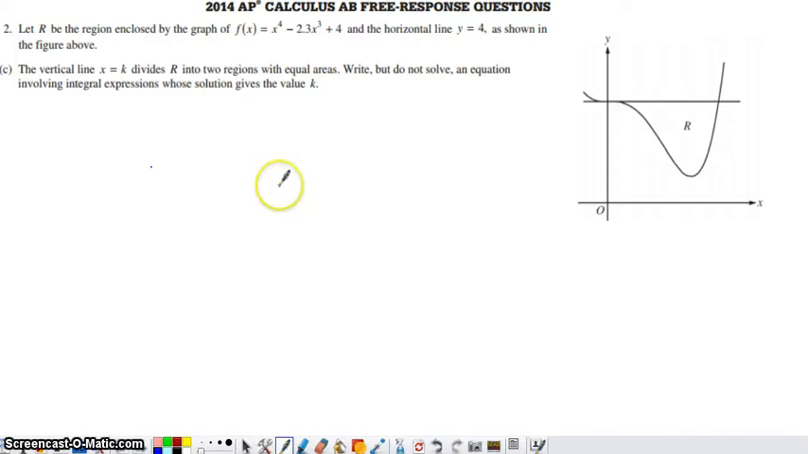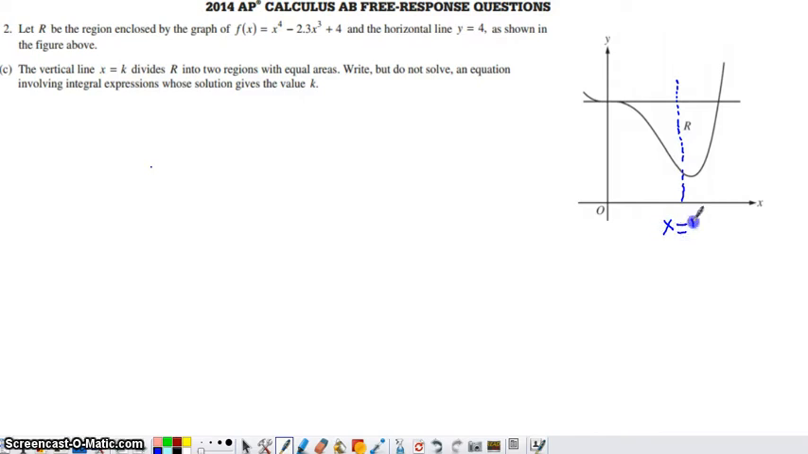So here we'll check out the last piece of number 2 from the 2014 AB exam. And in part C here, they tell you that the vertical line x equals k divides the region R into two regions with equal areas. So you can come over to the graph here and envision where this vertical line is going to be.